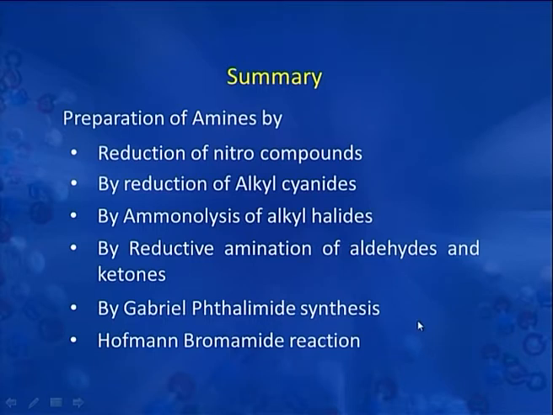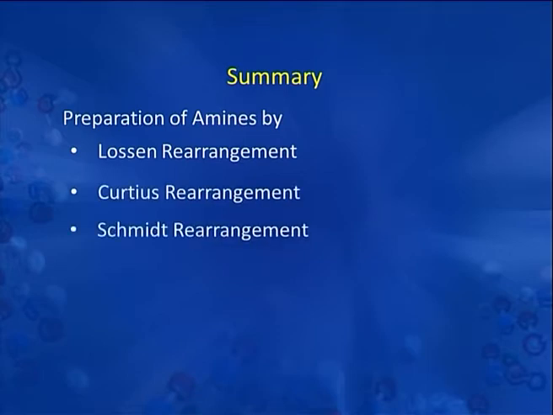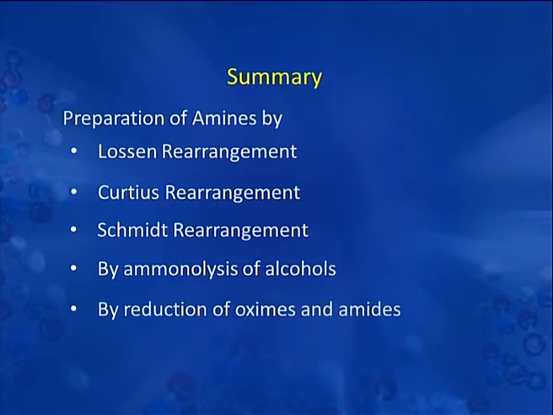Then Hofmann bromamide reaction is also another method for the preparation of amines, where the amines are prepared from amides and one carbon atom less than the starting amide is present in the amines. Then other methods of preparation of amines comprise Lossen rearrangement, Curtius rearrangement and Schmidt rearrangement. And lastly, we discussed the preparation of amines via the ammonolysis of alcohols and by the reduction of oximes and amides.